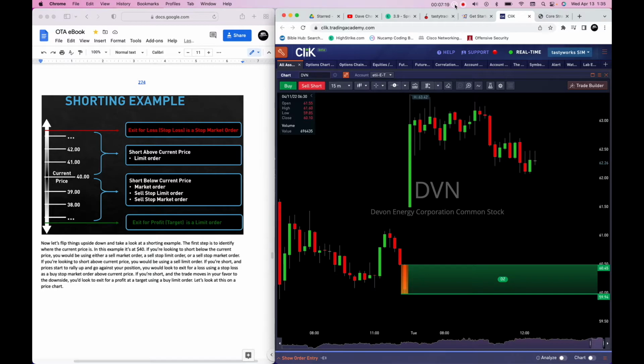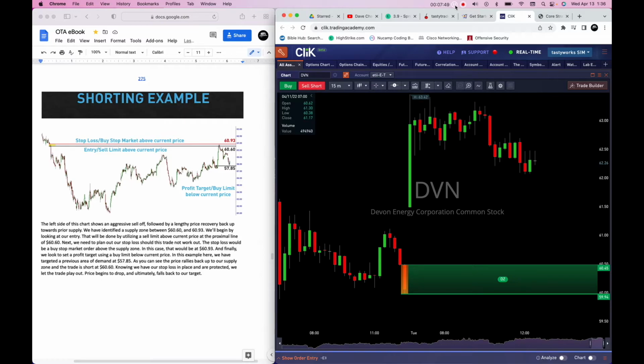If you're short and prices start to rally up and go against your position, you would look to exit for a loss using a stop loss as a buy stop market order above current price. If you're short and the trade moves in your favor to the downside, you'd look to exit for a profit at a target using a buy limit order. Let's look at this on a price chart.